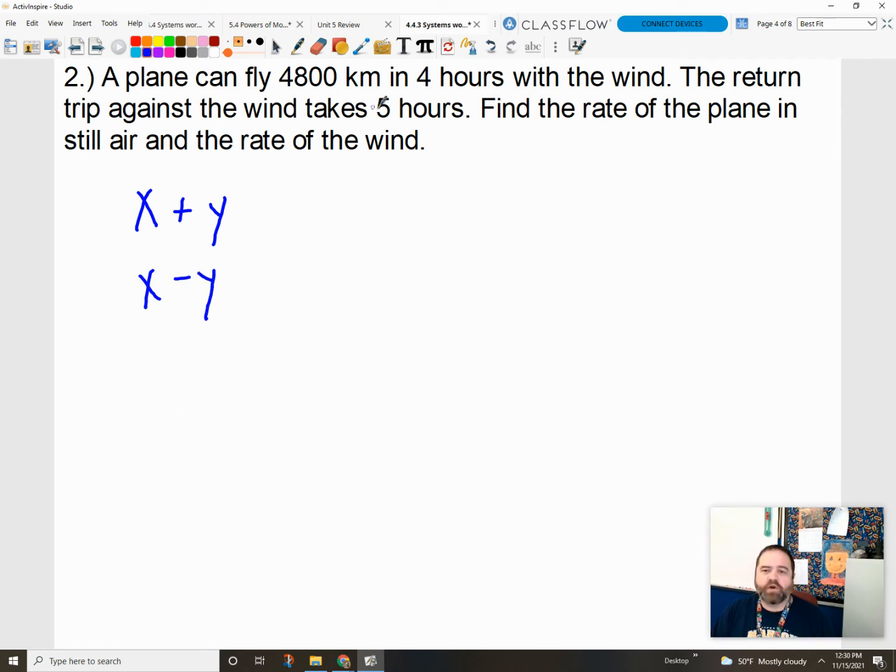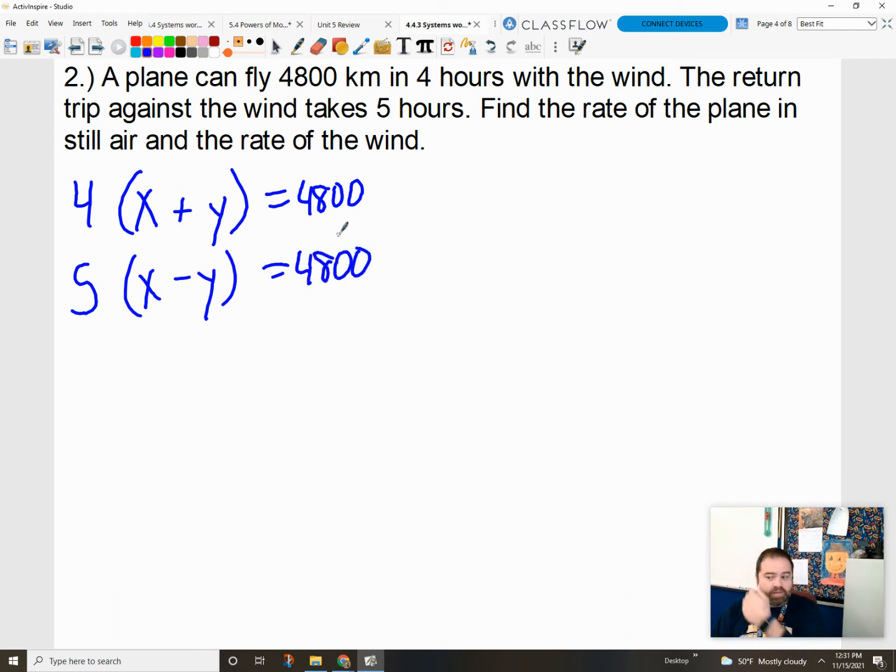All right, a plane can fly 4,800 kilometers in 4 hours with the wind. So that's 4 hours to go 4,800. That way the wind's helping. The return trip takes 5 hours. It's a return trip, so it's the same distance both times. So I'm just using the 4,800 again. So divide out my 4, that is x plus y equals 1200. And then when I divide out my 5, I don't have a calculator. When I divide out my 5, that's 960.